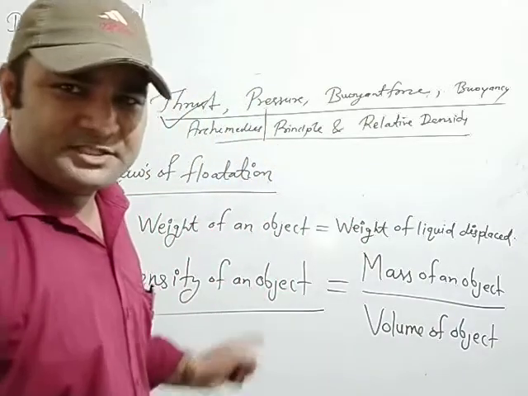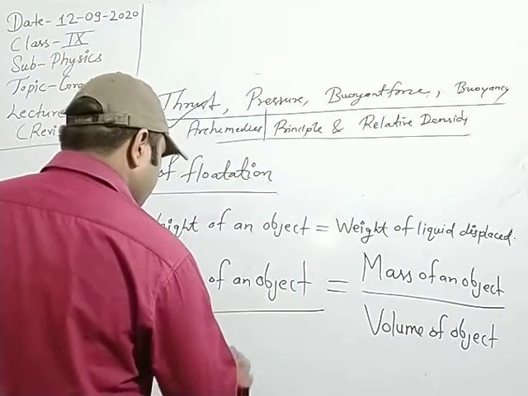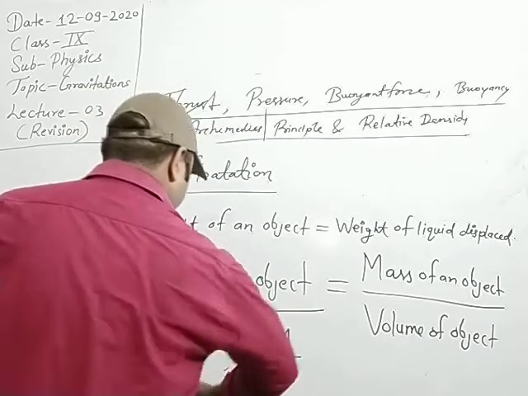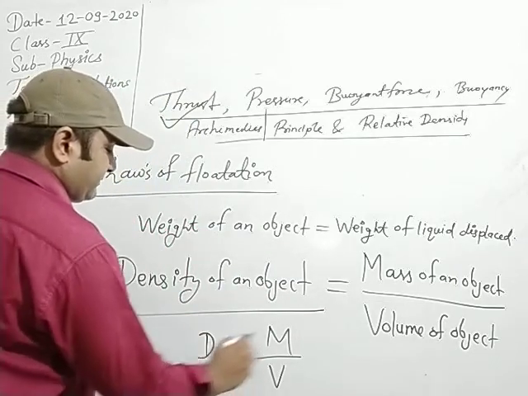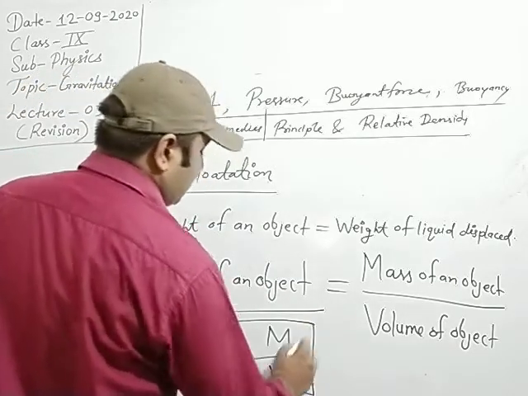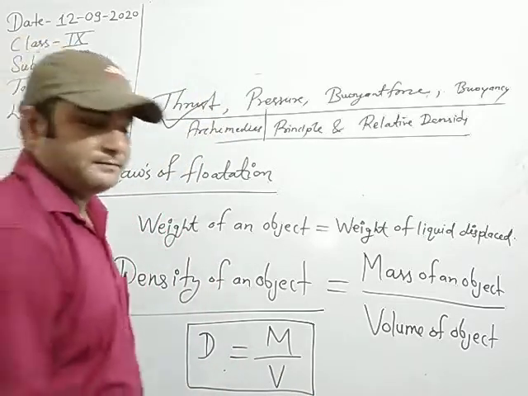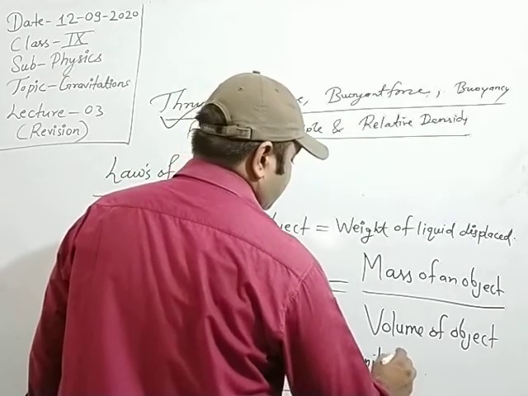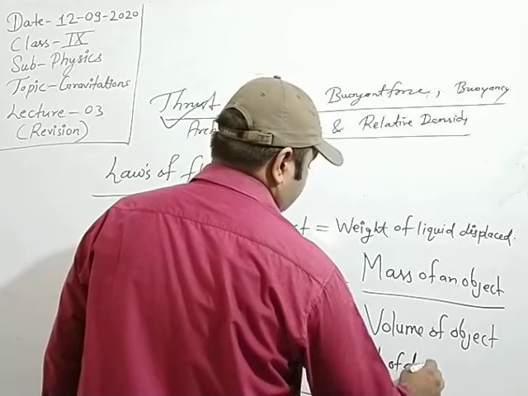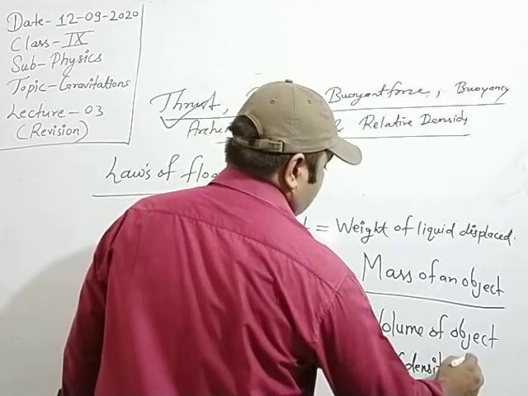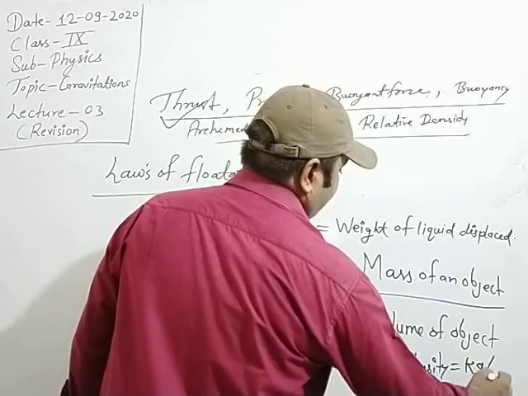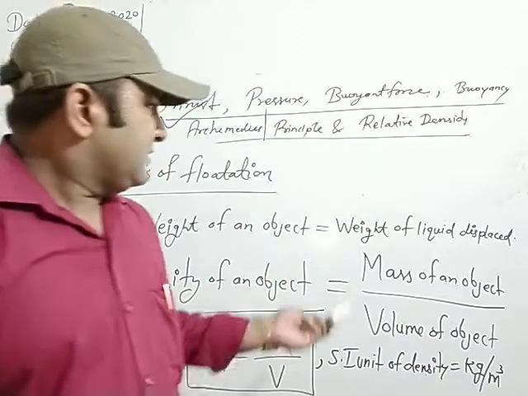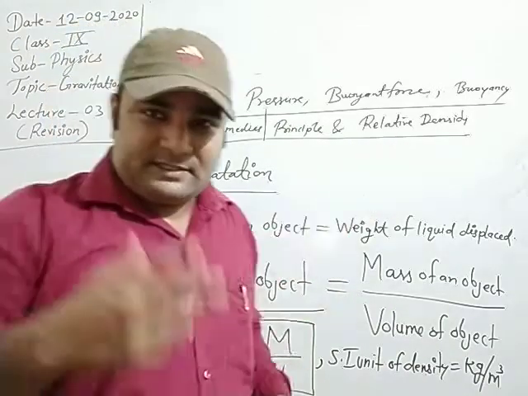And density in some books is represented by D. So D is equal to M upon V, either by small d or by capital D, no matter, you can represent it in any way. D is equal to M upon V, and the SI unit of density is equal to the mass unit, that is kilogram, and the volume unit, that is meter cube. So kilogram per meter cube.